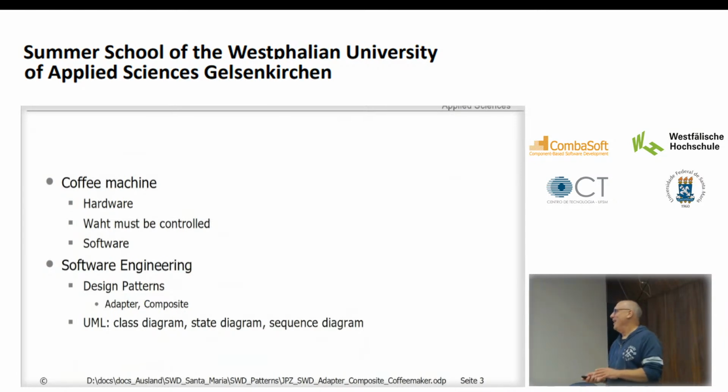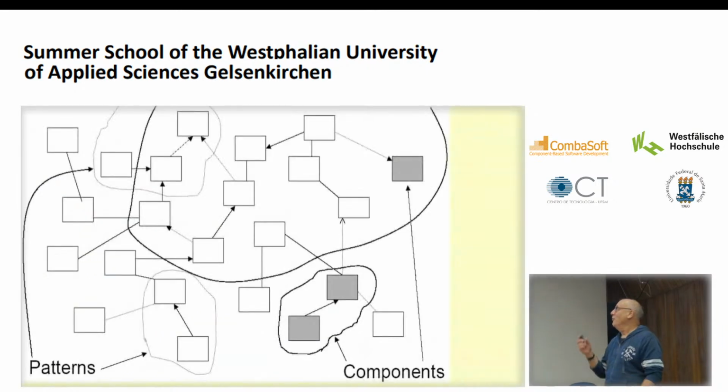Okay. We'll talk about the adapter and composite patterns, and I will show you some UML class diagrams. First, I want to talk about different things we use when we describe systems, and what part we talk about. If we talk about the architecture of a system, we include everything.